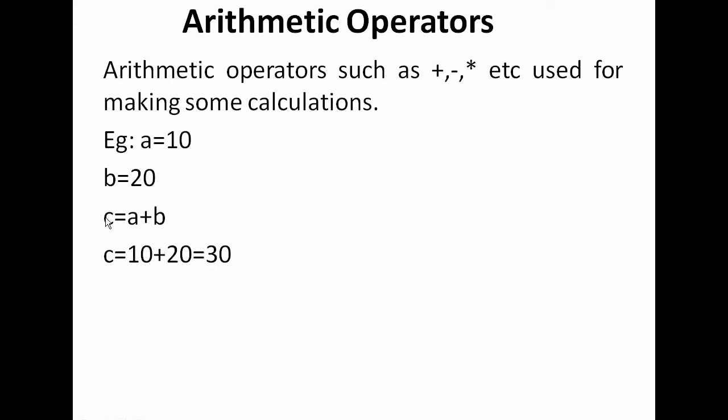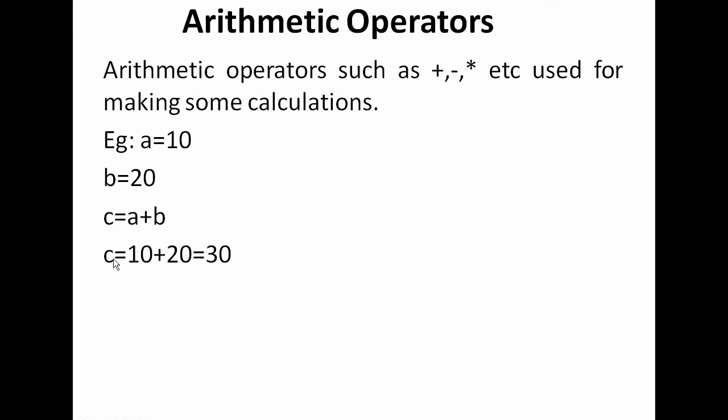Likewise, C here is an area in a program that will hold the value of A plus B. So here plus is an arithmetic operator. What plus does here is an addition of A and B. Here A value is 10, B value is 20. So 10 plus 20 equals 30.